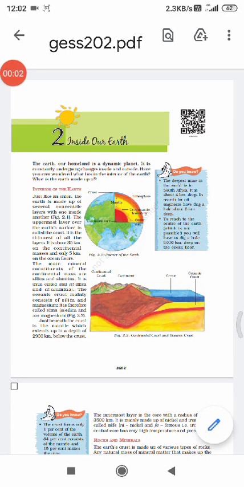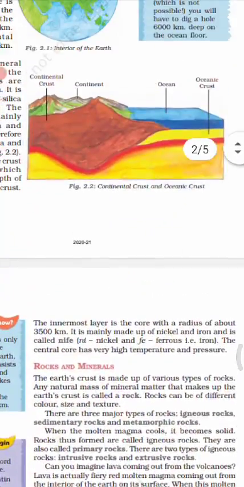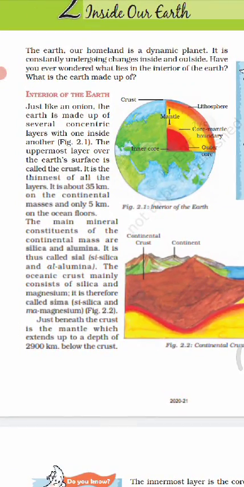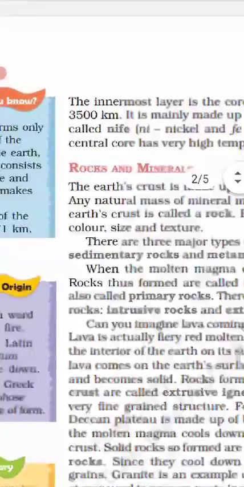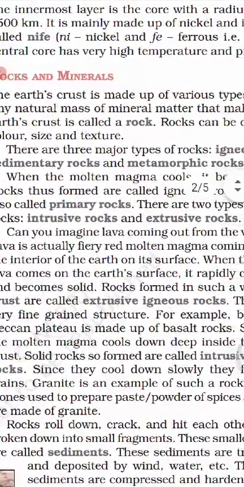Greetings, students. Beta, yesterday we started chapter 2 of Social Science, Class 7, chapter 2 of Geography, that is Inside Our Earth. We have discussed the different layers of the earth, that is crust, mantle, and core. Now we are going to discuss types of rocks.